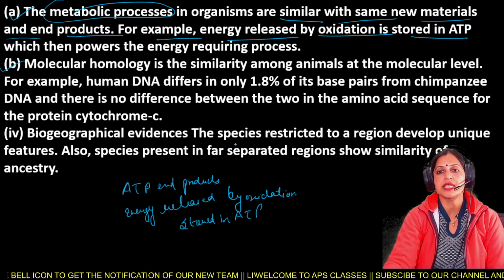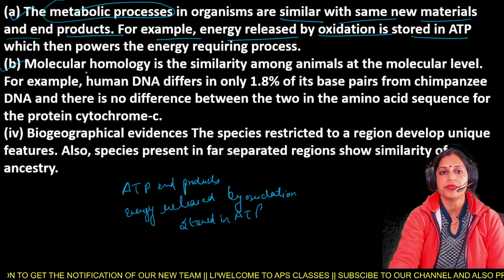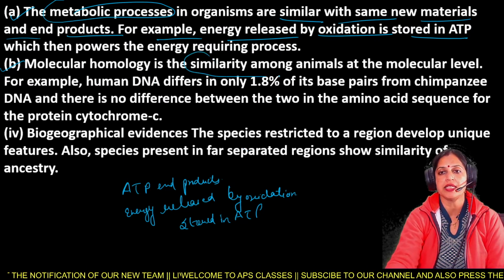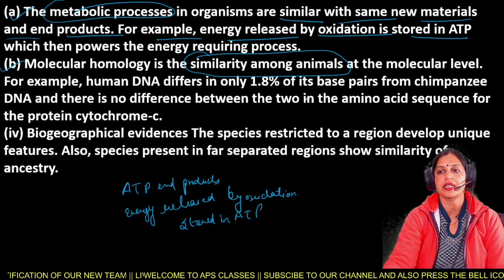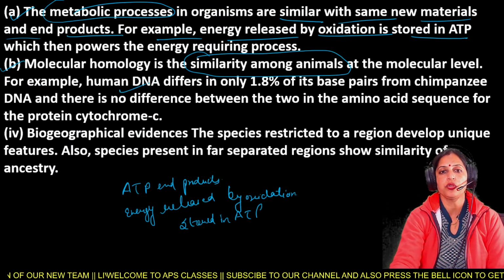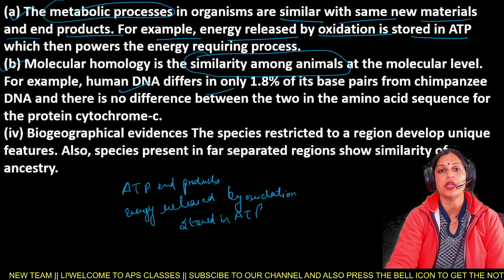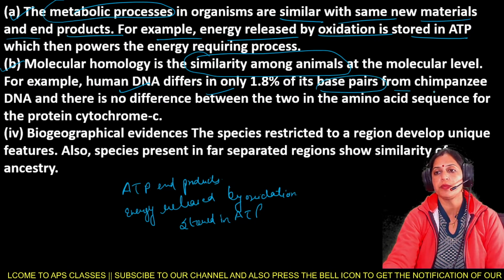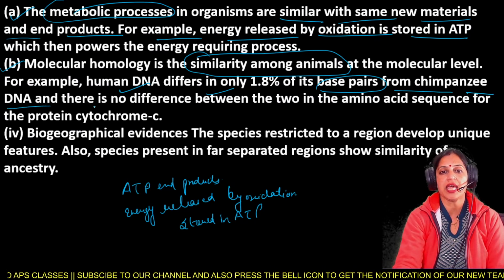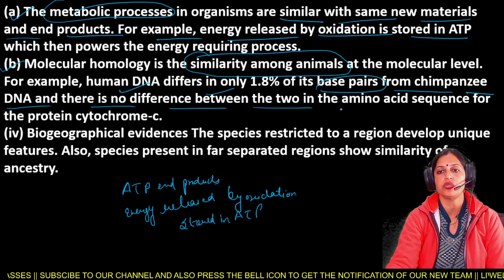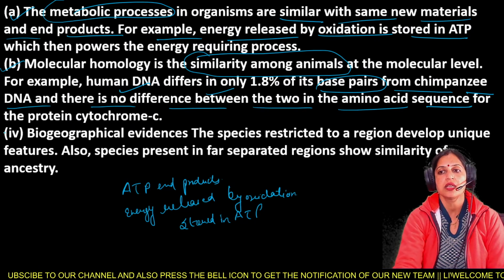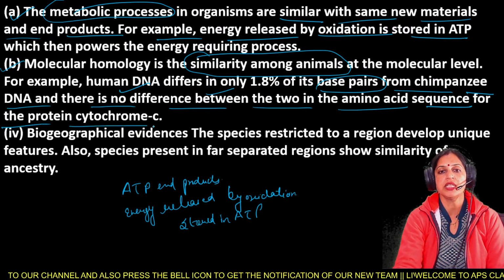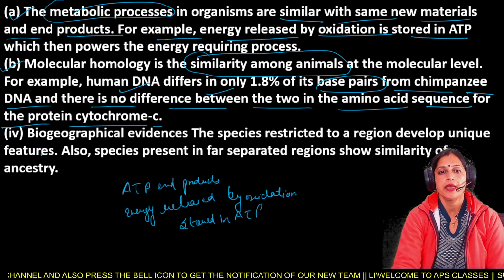Molecular homology is the similarity among animals at the molecular level. For example, human DNA differs by only 1.8% of the base pairs from chimpanzee DNA, and there is no difference between the two in the amino acid sequence for proteins like cytochrome, etc.